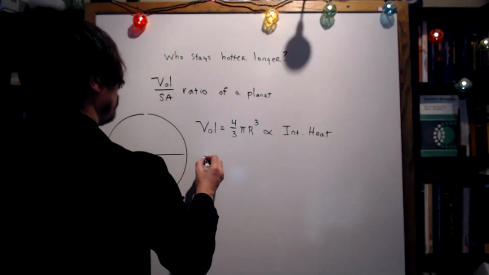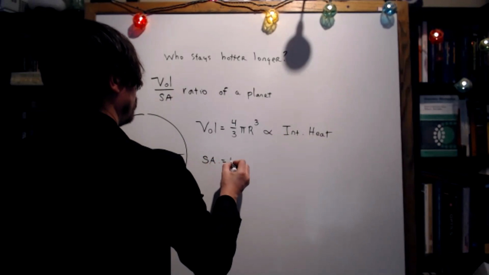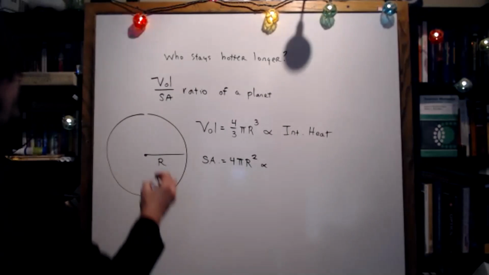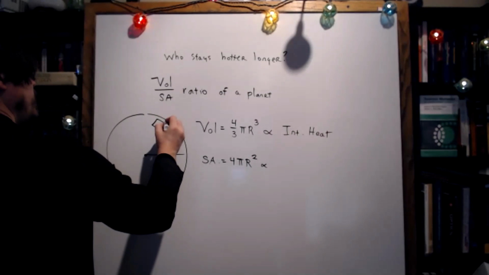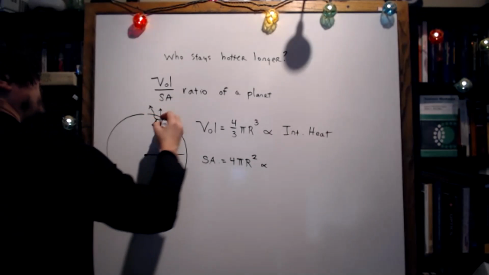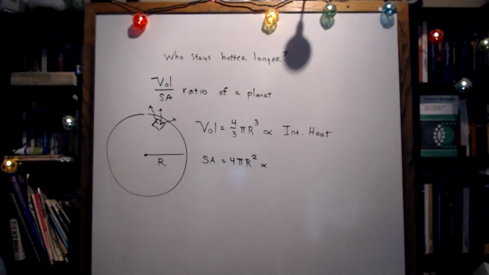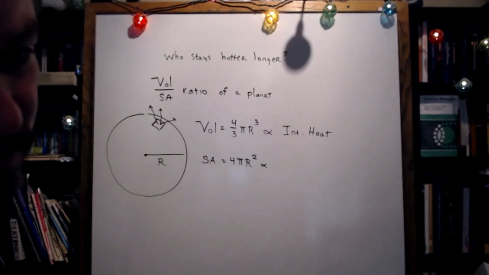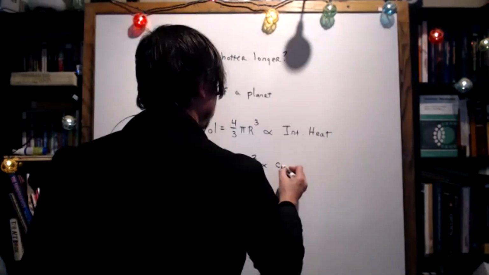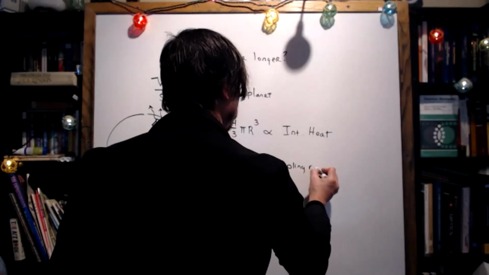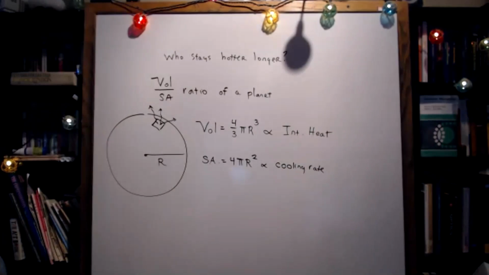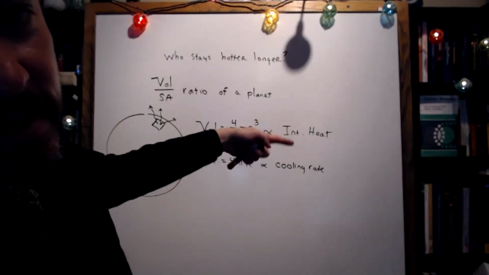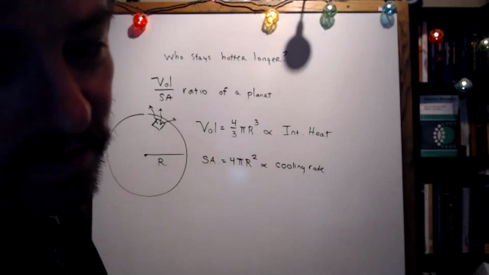On the other hand, the surface area of a planet goes as 4 pi r squared. And obviously, guys, if you have a bigger surface area on a planet, you're going to have more square meters with which to radiate away light. Earth can shine more light than Mercury because it has more panels at its surface. So the surface area is proportional to the cooling rate. Therefore, if we take the volume to surface area ratio, it'll tell us how much more internal heat you get versus the cooling rate.